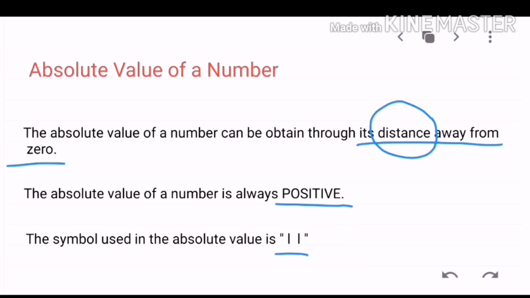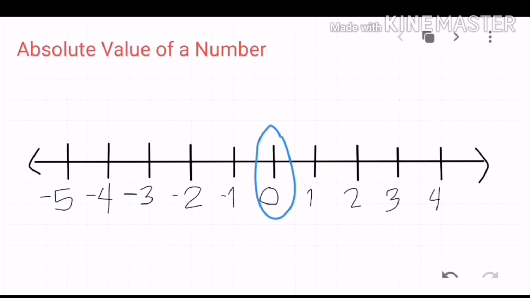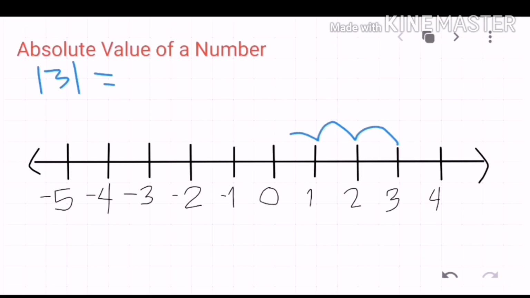Okay, so let's have basic examples dealing with the absolute value of a number. Let's start with the absolute value of 3. What is the absolute value of 3? That is how many units away from 0? 3 is 1, 2, 3. 3 units away from 0.